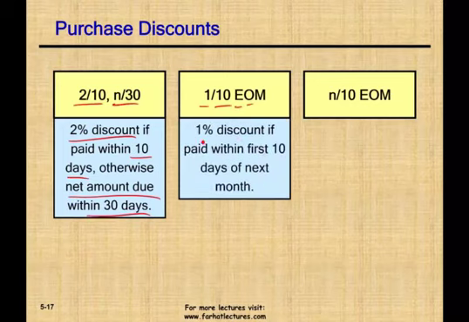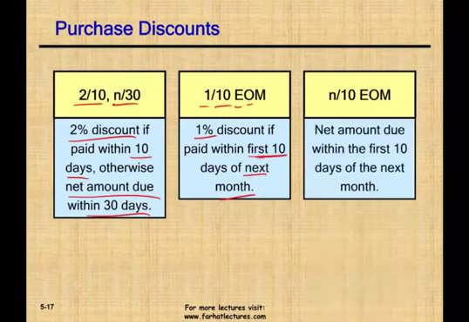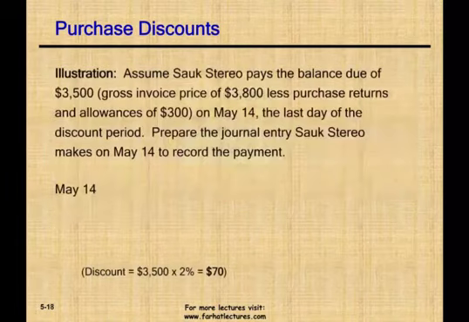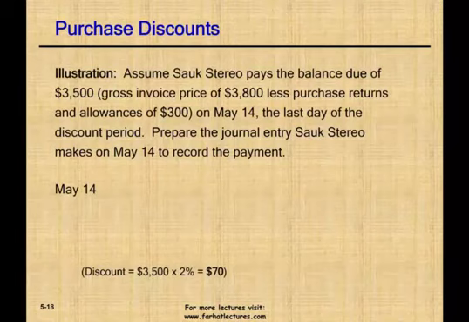It means you'll get 1% if you pay within the first 10 days of the next month, EOM. Or N/10 EOM, okay? Net amount due within the first 10 days of the next month. This is how it works. The net amount is due within the first 10 days of next month. So you have till next month, the first 10 days, to pay it. Let's take a look at this example.